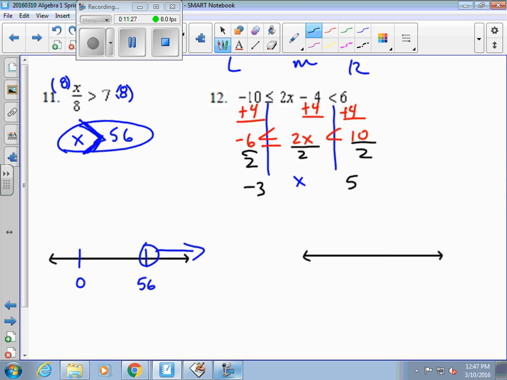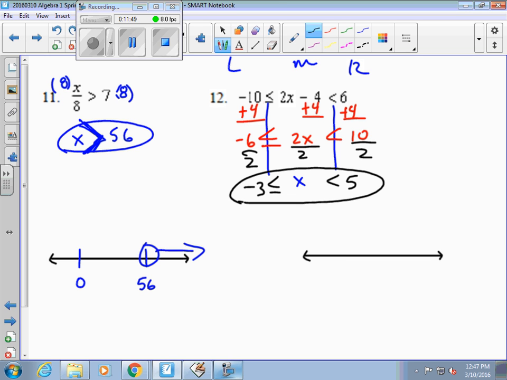Again, one more time, do you need to reverse the symbols or not? The fact that it became negative 3 on the left does not matter. We divided all 3 portions by positive 2. That means we do not reverse the symbols. This less than or equal to will remain just like that, and this one will remain as less than. Now we have negative 3 is less than or equal to x and less than 5.